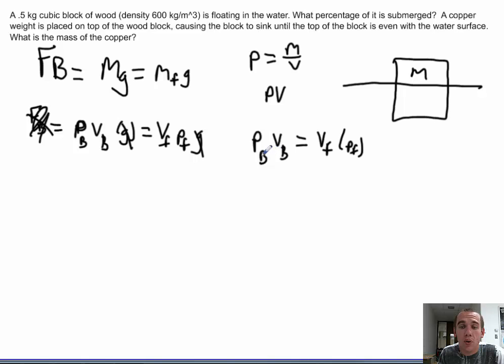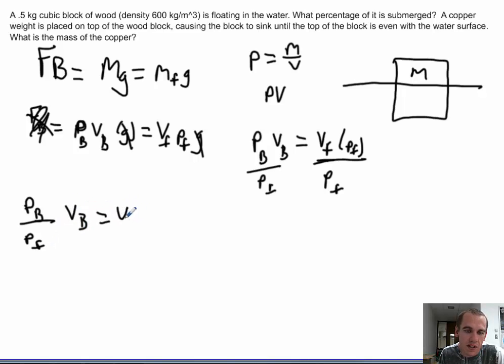Now, I actually know the density of the block, and I know the density of the fluid. The density of the block is 600 kilograms per cubic meter. The density of the fluid is 1,000 kilograms per cubic meter because it's water. So if I want to know what volume is submerged, that's the volume of the displaced fluid. All I have to do is divide by rho_f, and so the density of the block divided by the density of the fluid times the volume of the block is equal to the volume of the displaced fluid.